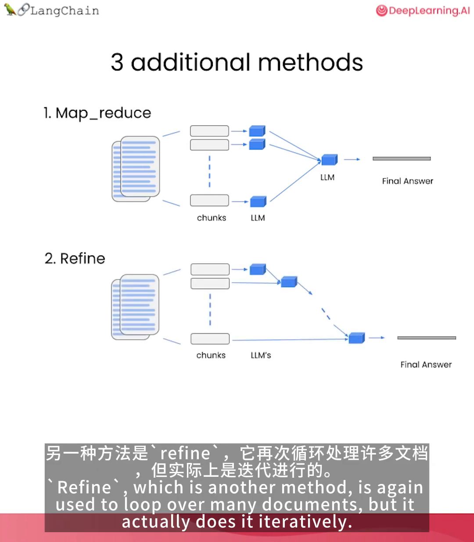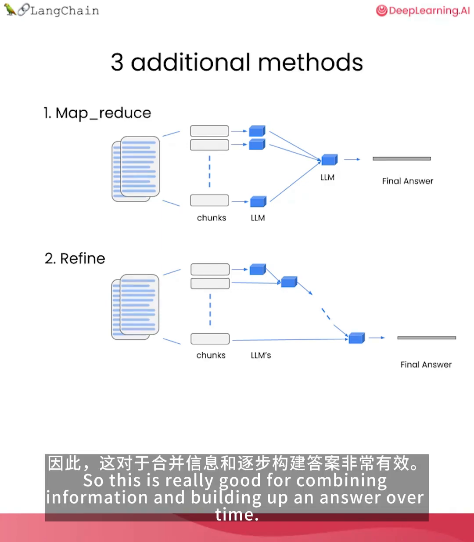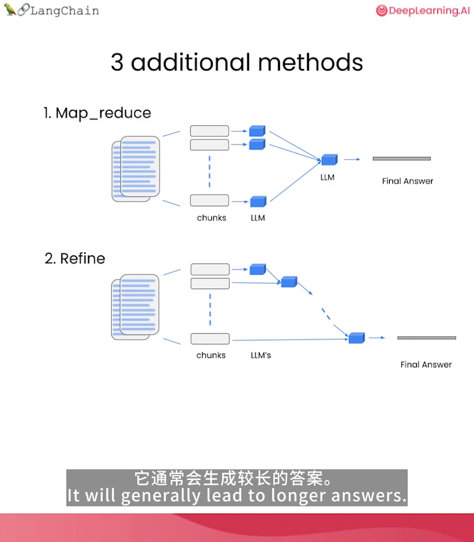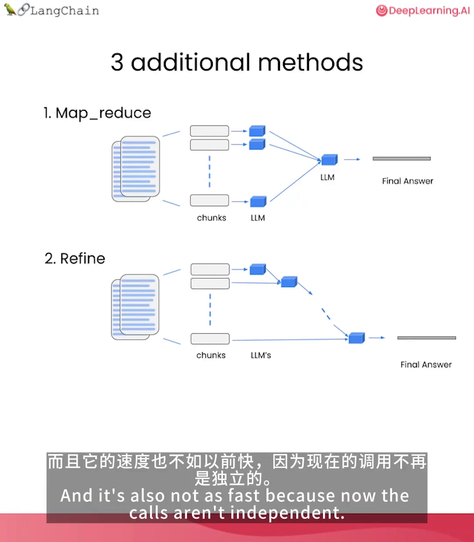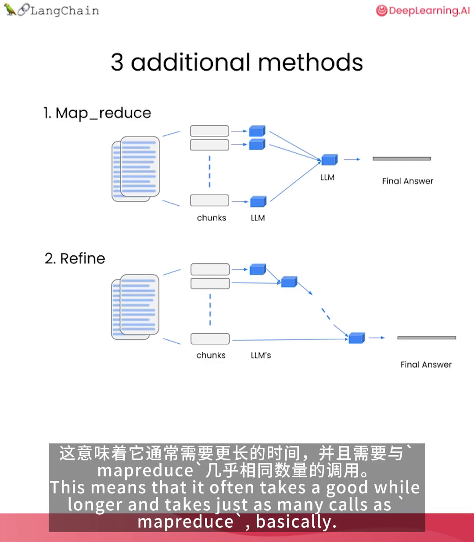Refine, which is another method, is again used to loop over many documents. But it actually does it iteratively. It builds upon the answer from the previous document. So this is really good for combining information and building up an answer over time. It will generally lead to longer answers, and it's also not as fast because now the calls aren't independent. They depend on the result of previous calls. This means that it often takes a good while longer and takes just as many calls as MapReduce, basically.